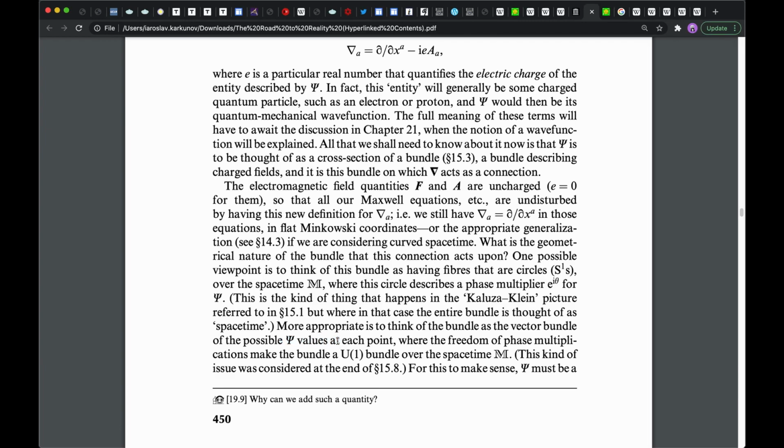So basically we have a curved space-time, for example, as a base space, and in the fiber we have a product of some vector space which defines the values for the wave function, and also a circle attached, which will determine the phase multiplication there. And therefore we will obtain a separate U1 bundle over the space-time for the phase of the wave function.